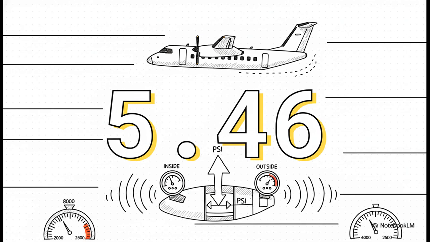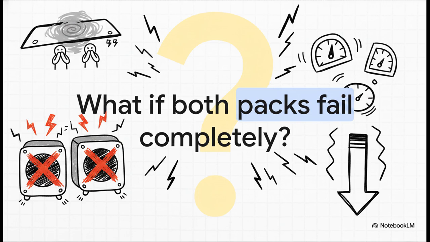Your absolute maximum differential pressure limit is 5.46 psi. It's this exact structural limit that seamlessly maintains an 8,000-foot cabin while you are cruising way up at 25,000 feet. Okay, we've covered normal and backup ops. But what if both AC packs fail completely? What happens when you lose all pressurization?